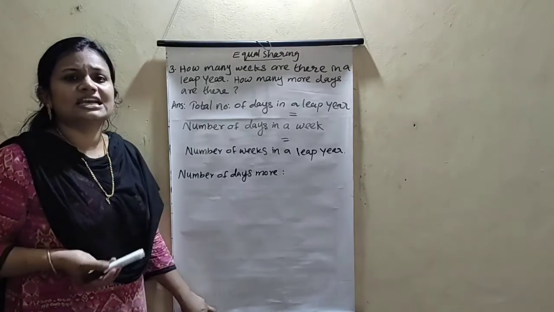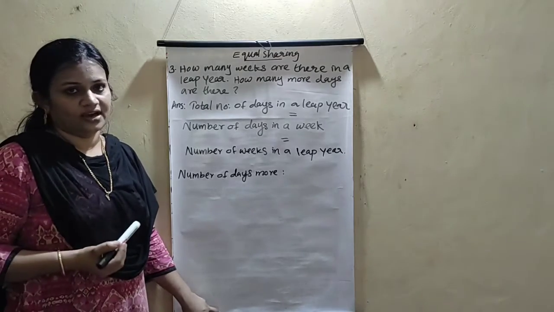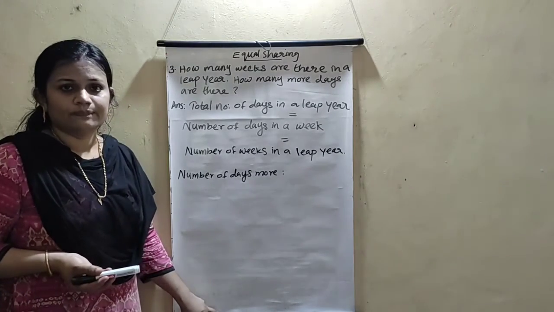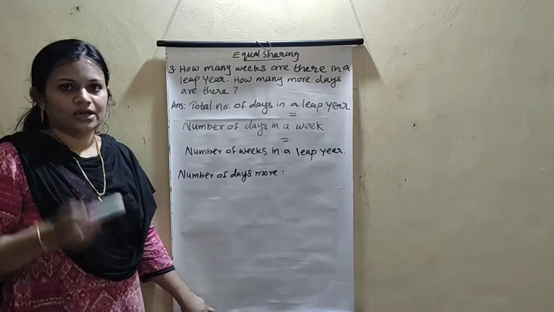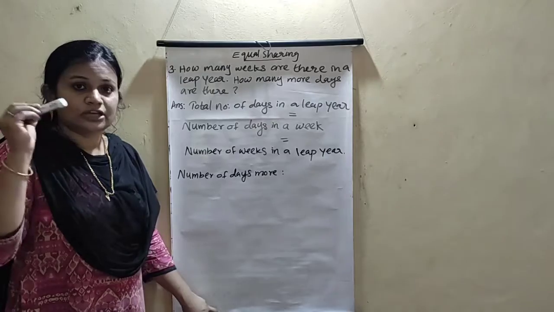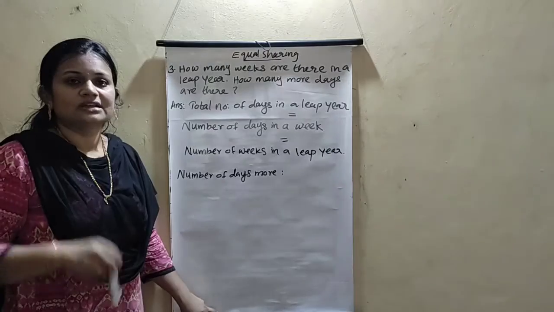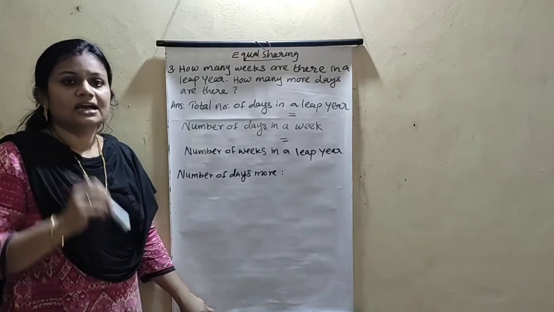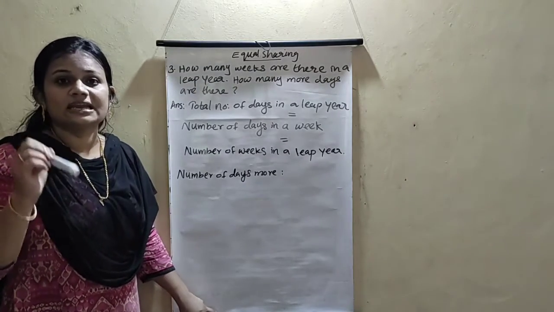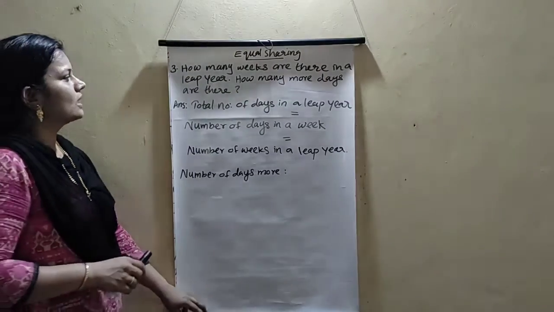Then which is the next leap year? I already told you the leap year comes every 4 years. The last leap year is 2020. What is the next leap year? 2024. 2020 plus 4 is 2024. Then the next leap year is what? 2024 plus 4 is 2028. Understood? In a leap year, February has 29 days. The number of days in a leap year is equal to 366 days. Understood?